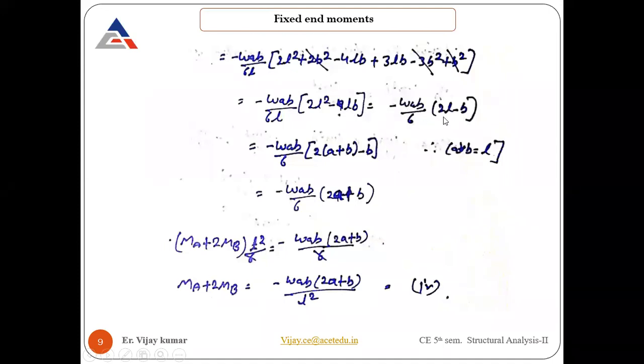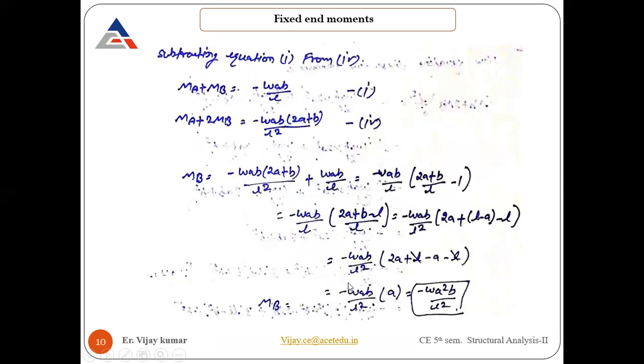Again minus WAB by 6, L will be cancelled out, so 2L minus B only. Minus WAB by 6 into 2, again L can be written as A plus B, minus B, so 2A plus 2B minus B, that will be 2A plus B. Now we have single terms, and equating them, they cancel out. This is the fourth equation we are getting: MA plus 2MB is equal to minus AB into 2A plus B by L square.